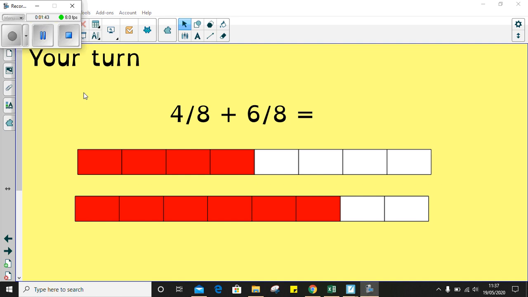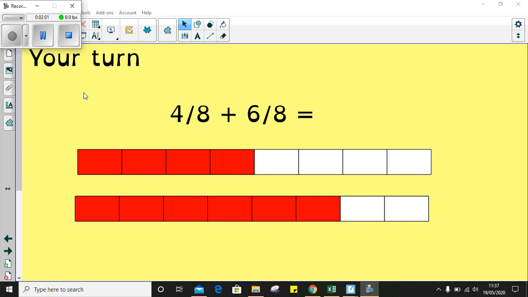Right guys, a bit of paper in front of you. I'd like you to have a go at 4/8 add 6/8 and see how you get on there. I'm going to leave the bar model on here for you to use as well. Make sure you pause the video. I'm going to go through the answer.